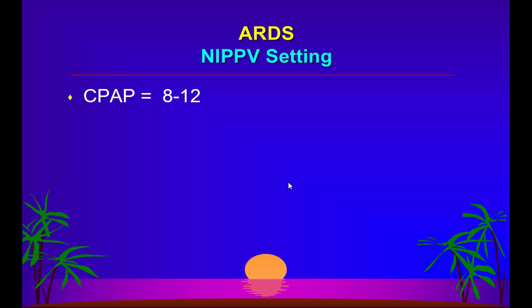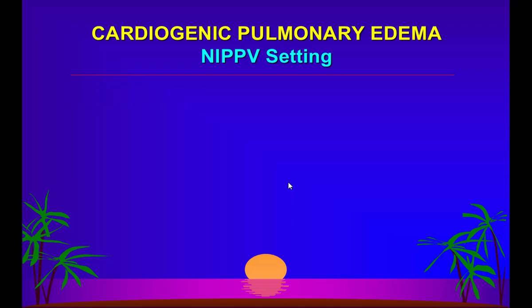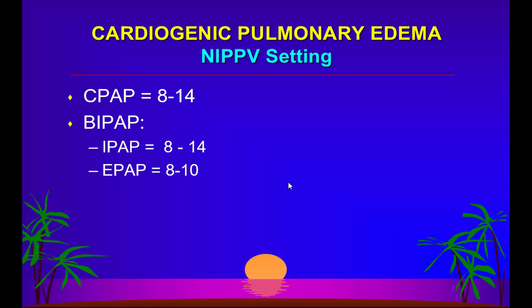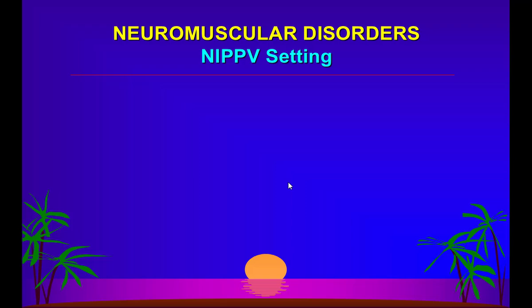In an ARDS patient, many times CPAP is good enough, you don't need any pressure gradient, you can go up to 8, 10, 14 with CPAP, IPAP equal to EPAP. Then in cardiogenic pulmonary edema, you need high EPAP to recruit the alveoli. And of course, many times these patients have hypoventilation, then you require a pressure gradient, and the setting could be IPAP 8 to 15 and EPAP 8 to 10. Neuromuscular disorders, IPAP 12, 14, EPAP 4 to 6 should be sufficient in them.